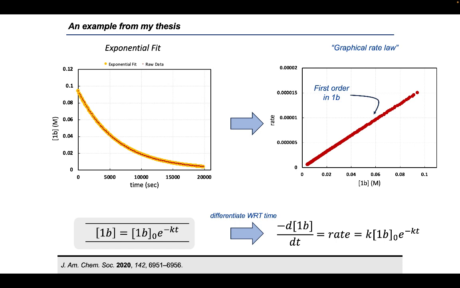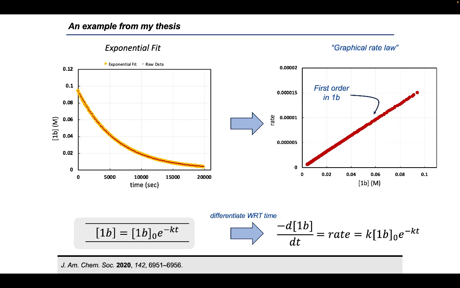That's because 1B on the x-axis is raised to the first power, and we see a linear relationship between rate and 1B, much like the sort of approach that we used earlier for initial rate kinetics. But the fact that it's linear throughout the entirety of the reaction also tells us something important, which is that the rate law does not change.